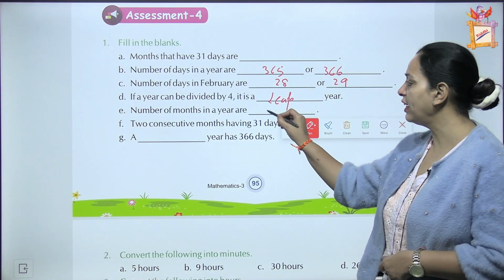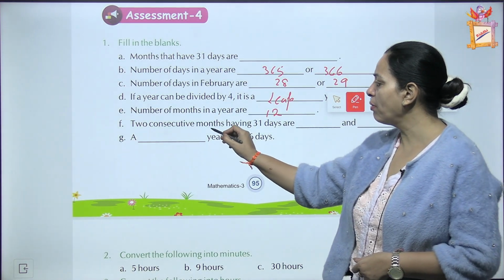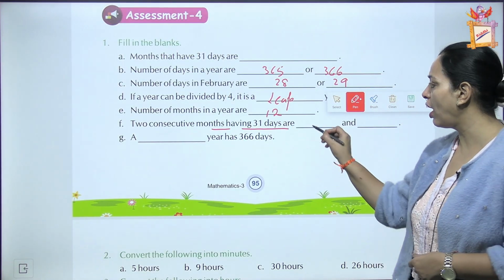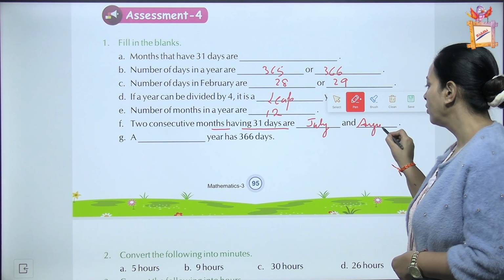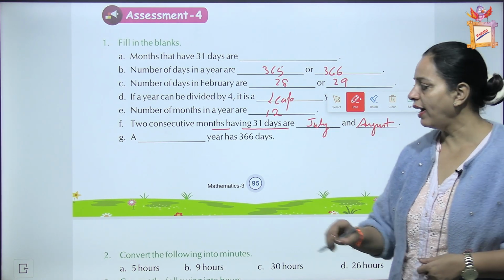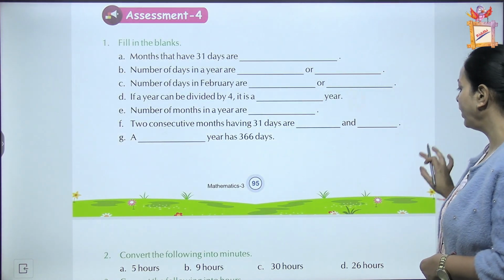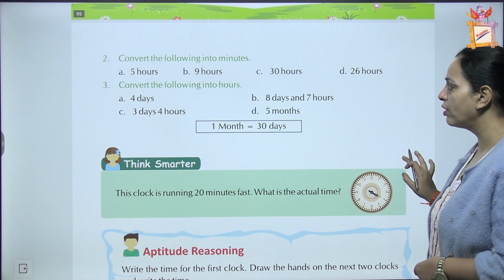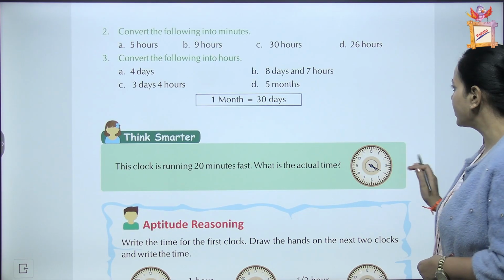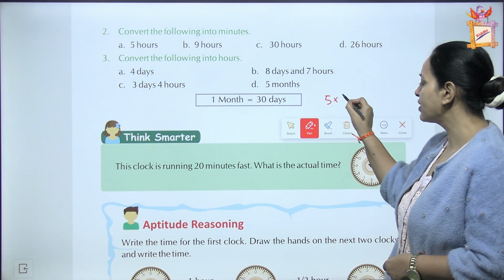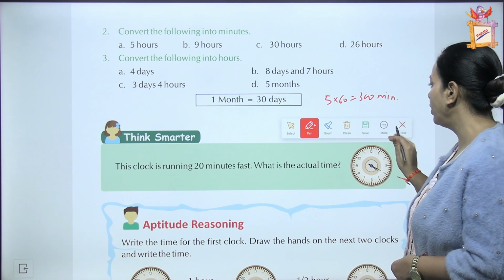Number of months in a year, 12. Okay, 2 consecutive months having 31 days are July and August. Right? And a leap year has 366 days. Right? The next is convert the following into minutes, like 5 hours. You know 1 hour, 60 minutes. So 5 into 60, 300 minutes. Similarly, you can try remaining parts.